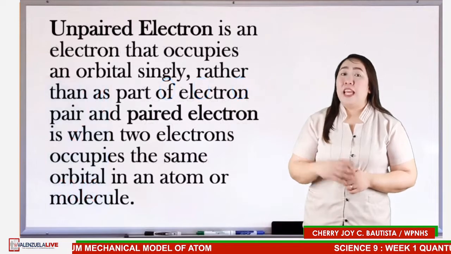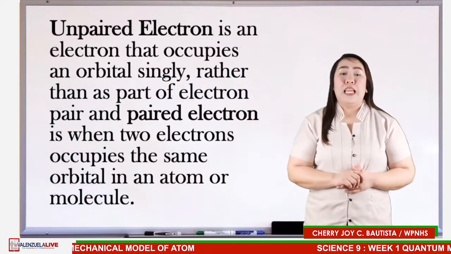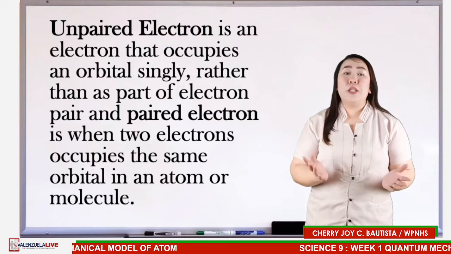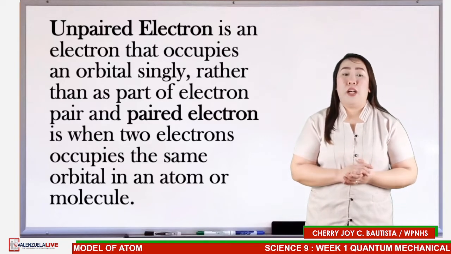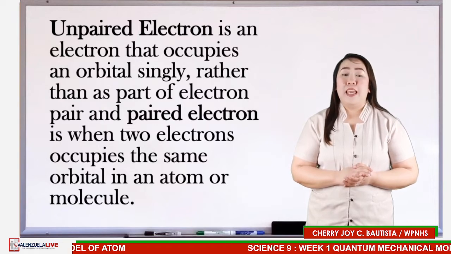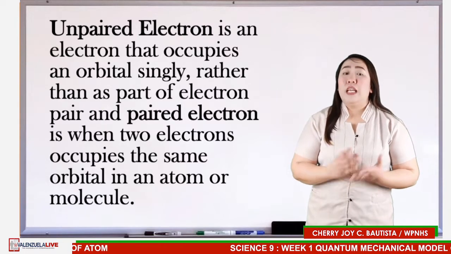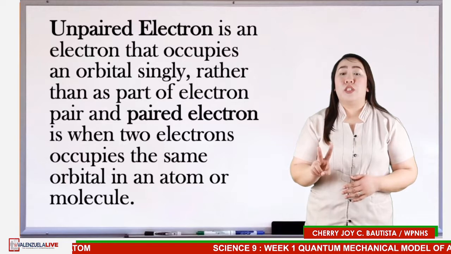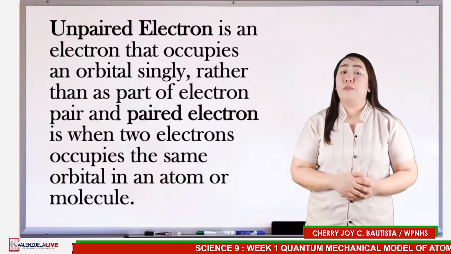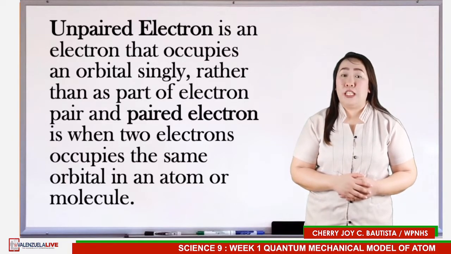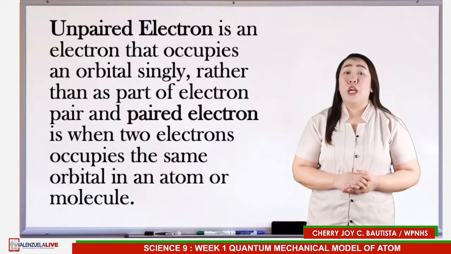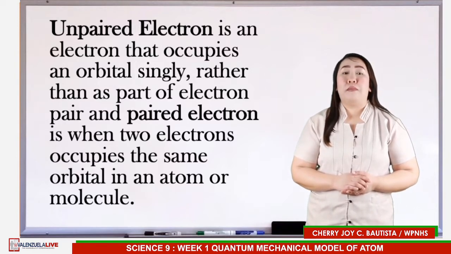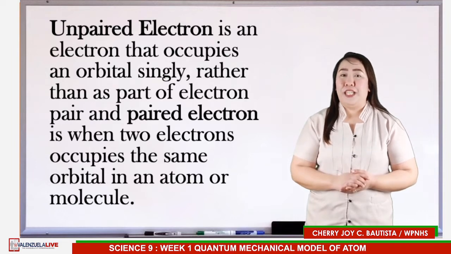Lastly, unpaired electron is an electron that occupies an orbital singly rather than as part of an electron pair. And paired electron is when 2 electrons occupy the same orbital in an atom or molecule. We can get the paired and unpaired electrons using the orbital diagram which we have discussed earlier.